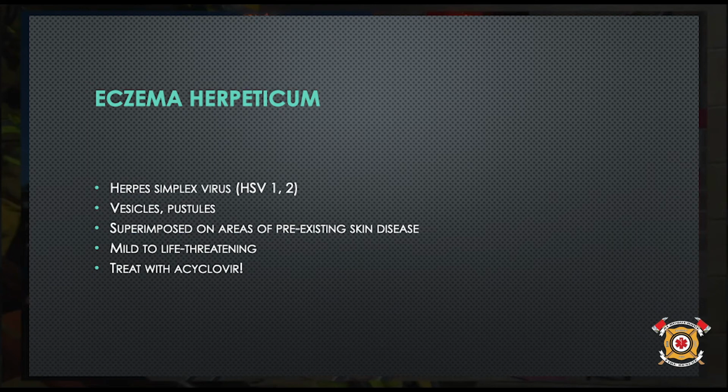So kids do need to be treated for Eczema Herpeticum. Typically, we can do oral antivirals or acyclovir. However, these kids sometimes do need IV acyclovir. They need fluids, and they do need to be monitored in the hospital. So if you have a child that has vesicles, particularly located on certain areas of already their skin disease, we're worried about it, and we want to see them in the hospital too.